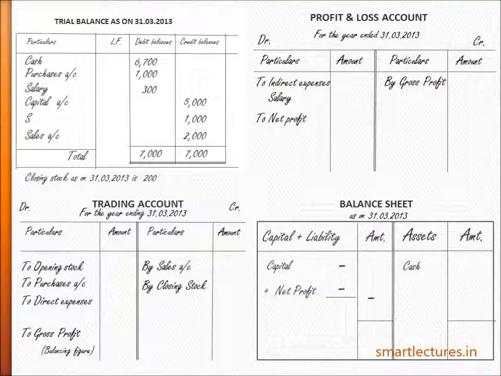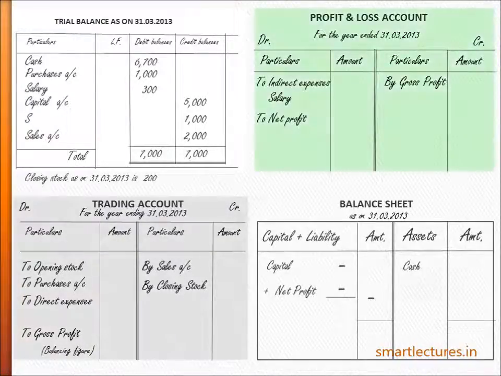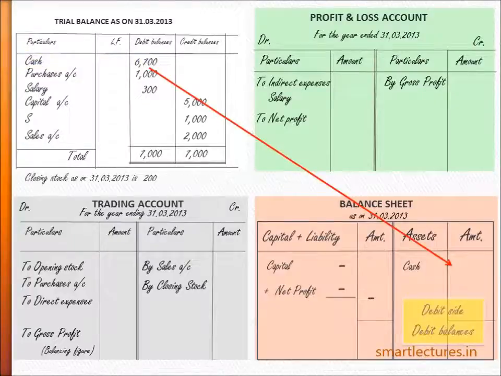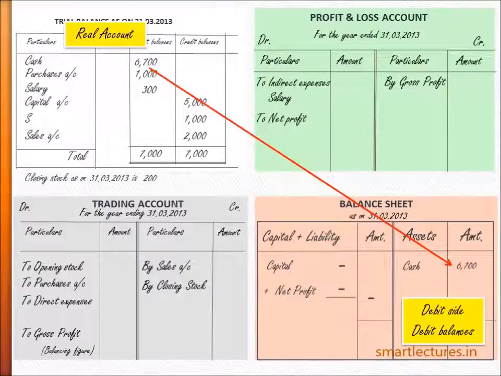Let's prepare the format first. Draw the lines for trading account, profit and loss account and balance sheet. So first of all, cash account 6,700. This is the debit item. So take it to the debit side of balance sheet because this is a real account, and real accounts have nothing to do with trading account and profit and loss account. So cash on the asset side 6,700.